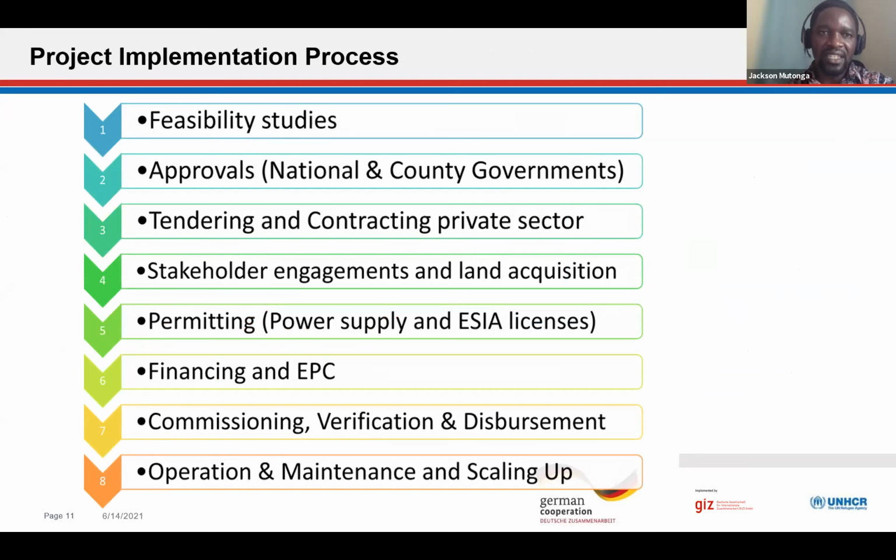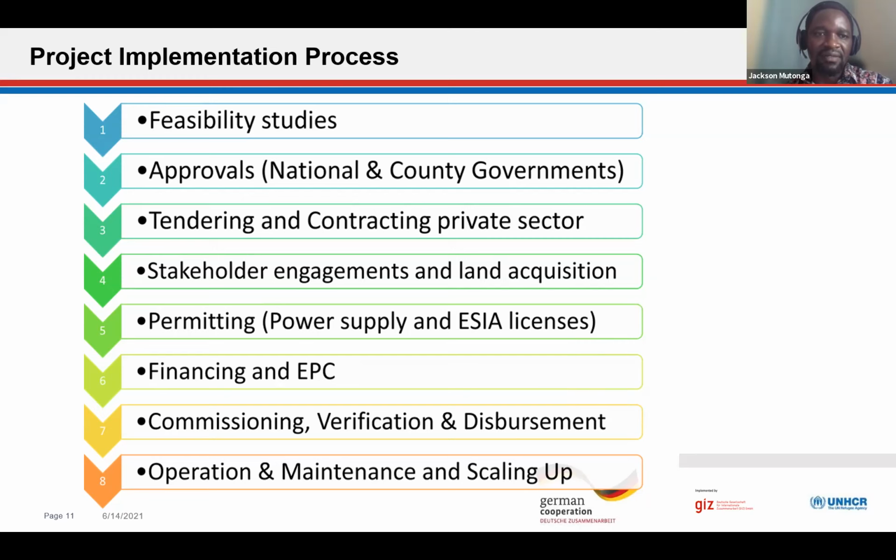So for the project implementation, this was the process with the key 8 steps mentioned here, from the feasibility studies done by GIZ and tendering with Barclays Bank of Kenya. Then the private sector needed to get approvals from the national and county governments. And then stakeholder engagement and land acquisition. Here, GIZ assisted with the local government and the community, and then permitting, because the regulator, the Energy and Petroleum Regulatory Authority, requires that all power generation, distribution, and retailing requires a permit, so it had to be obtained, as well as the environmental license.